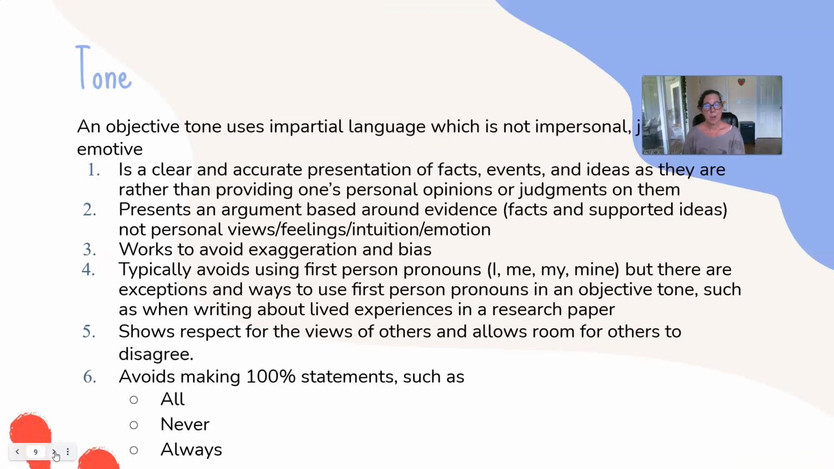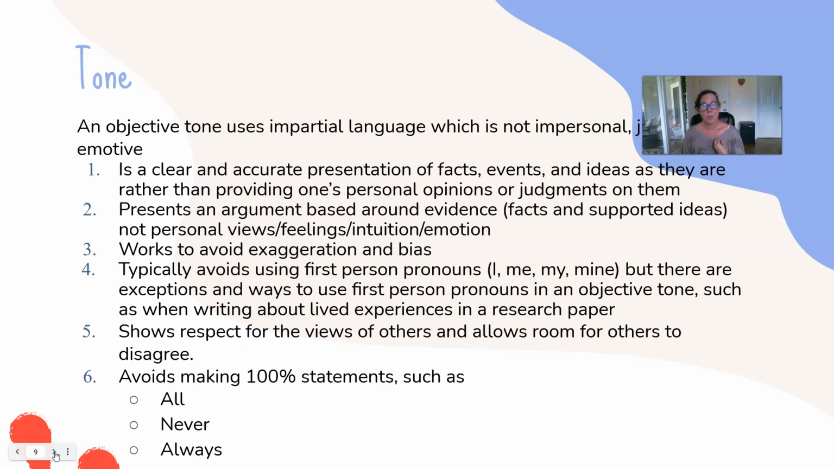A little bit more about tone. An objective tone uses impartial language, which is not impersonal, judgmental, or emotive. So we're going to try to keep our opinions and our emotions out of the writing. It is a clear and accurate presentation of facts, events, and ideas as they are, rather than providing one's personal opinions or judgments on them. Tone for an academic style is also a presentation of an argument based around evidence, so facts and supported ideas, and not personal views, feelings, intuition, or emotion.